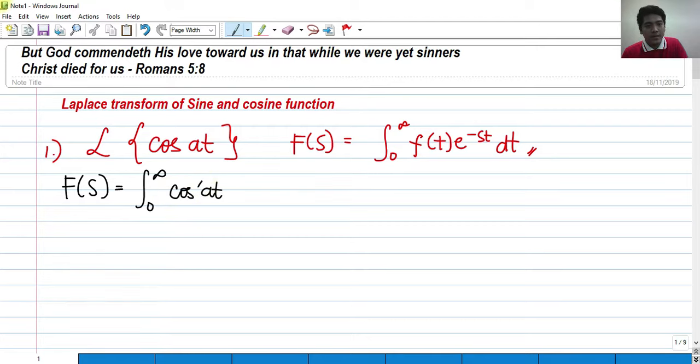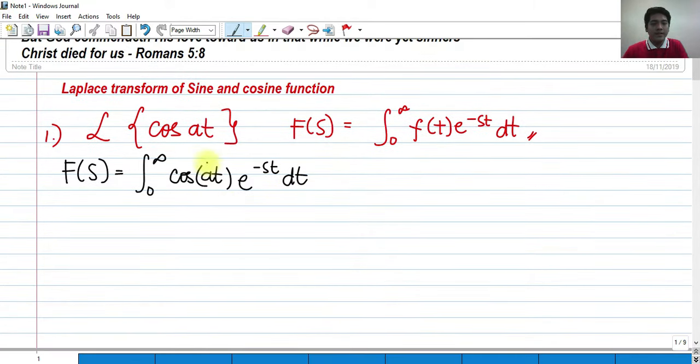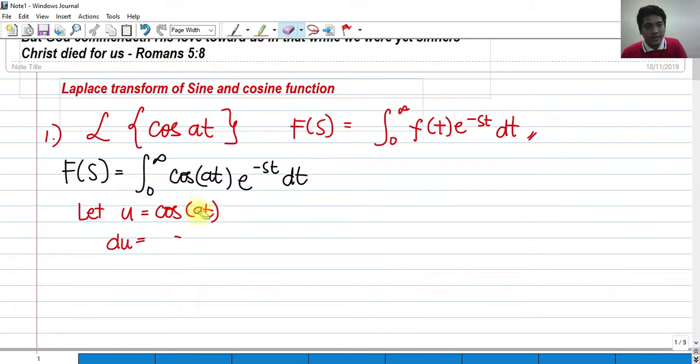cosine of at multiplied by e raised to negative st dt. So as we can see here, a is any constant and we are integrating with respect to t. In order for us to find the integral of this, we have to use integration by parts, wherein we must choose u as cosine of at. And our du, the derivative of cosine, is negative sine.